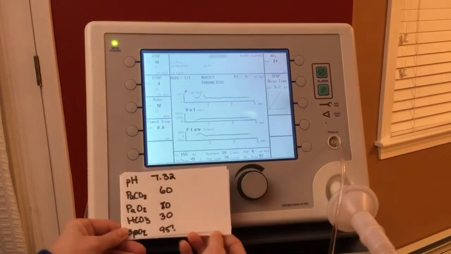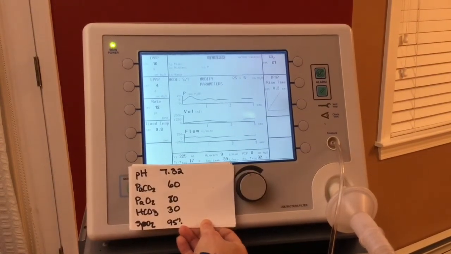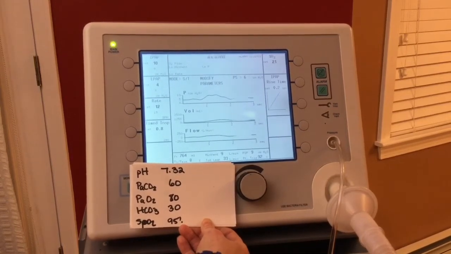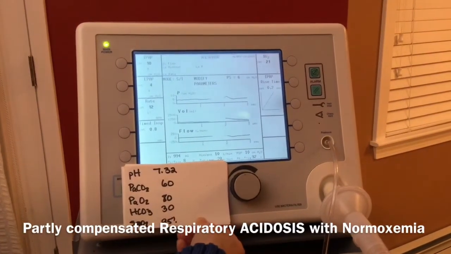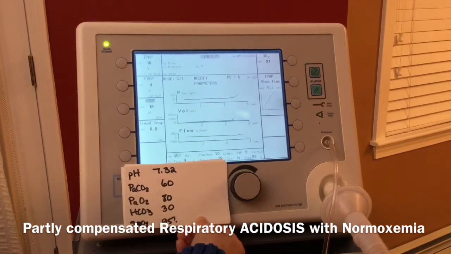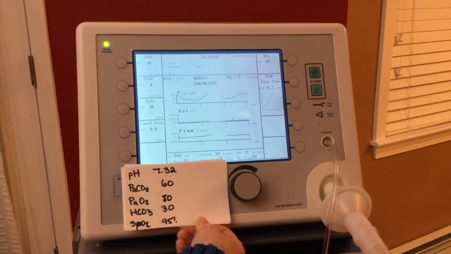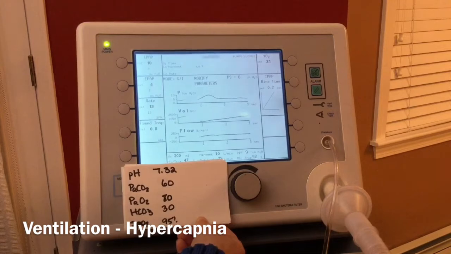Let's do another blood gas. Interpret the blood gas. Pause the video. This blood gas is a partially compensated respiratory acidosis with normoxemia. What is the disturbance? Oxygenation or ventilation? You may pause the video. If you guessed ventilation, you were correct.